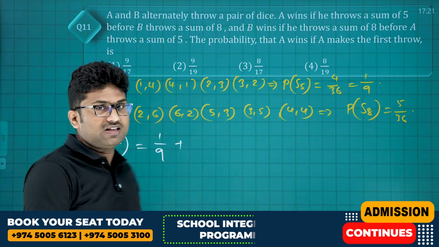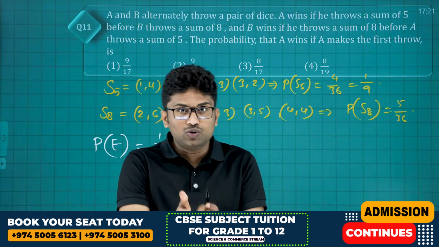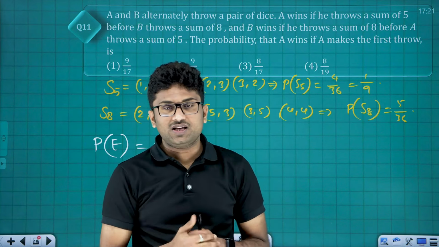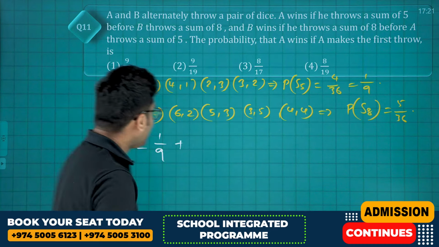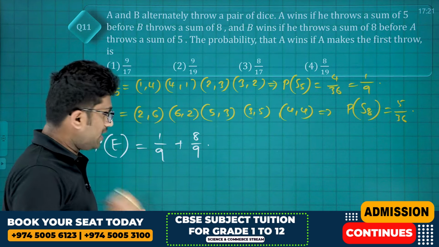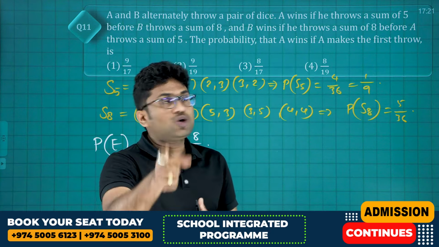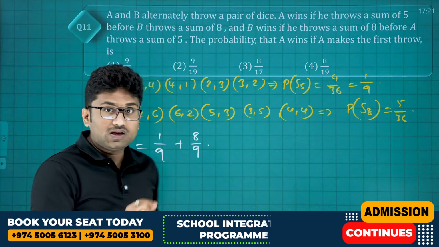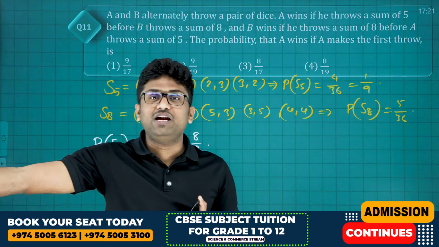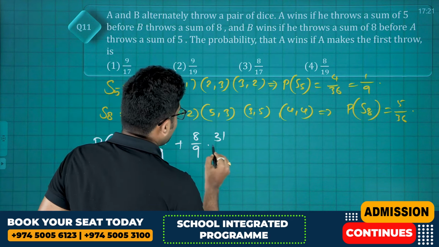Or what are all the other cases? Second case is A started the game. He has to lose now. If he wins, this is the first case itself. Now A has to start the game. He shouldn't get 5, which is 8 by 9. Clear? 8 by 9. Next, B will take the lead. B should not get the sum as 8, because if B gets 8, he will win and the game will stop. But our required probability is A winning the game. That is, B should not get 8, so the probability is 31 by 36.